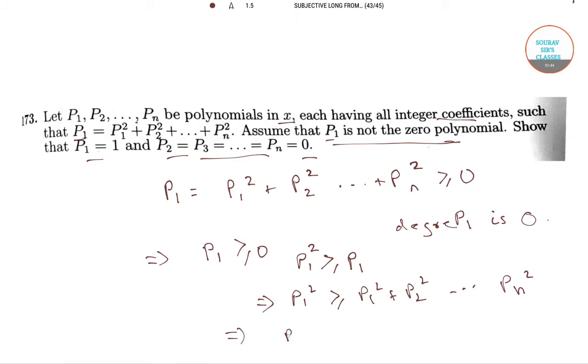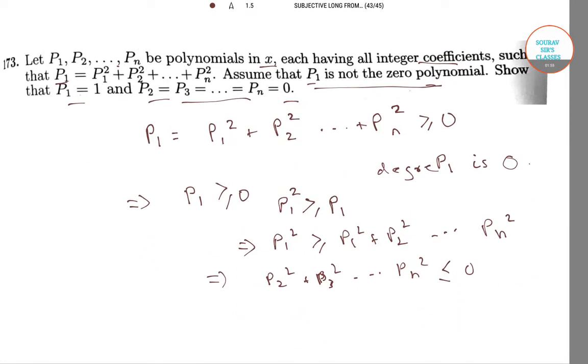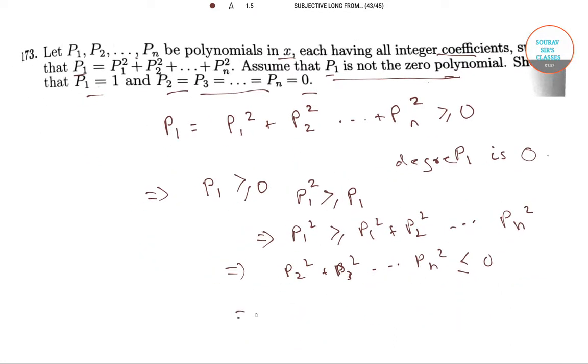This implies P2 square plus P3 square and so on till Pn square is less than or equal to 0, since the square values cannot be negative. So from this we get P2 square plus P3 square and so on till Pn square is equal to 0. This implies P2 is equal to P3 is equal to so on till Pn is equal to 0.